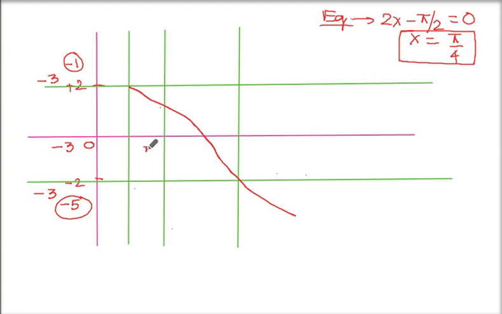And this is pi over 4, this point here. This point over here is pi over 2. This is pi over 2 plus pi over 4, and this is pi, and this point here at which the graph, this point here is minus pi over 4.